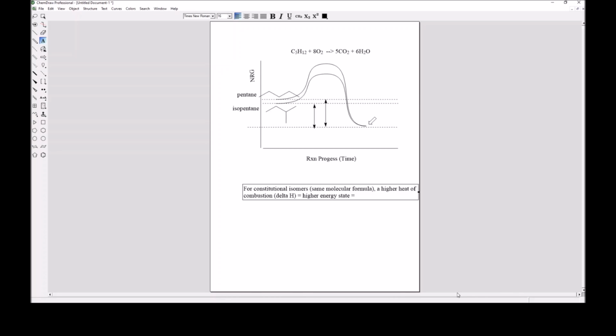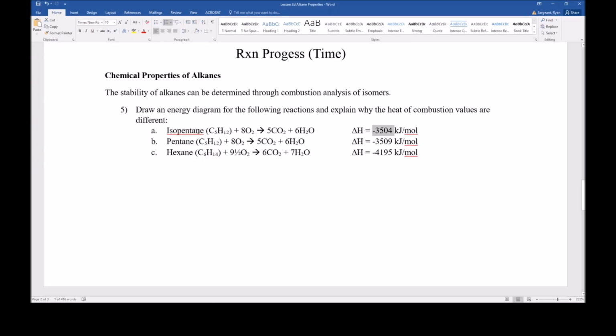And this matters because the higher you are in energy, the less stable you tend to be as a molecule. Less stable, more reactive. So of those two molecules, pentane is a less stable state than isopentane. And that's based on the differences of their heats of combustion. An isomer with a higher heat of combustion will be a higher energy compound that is more reactive and less stable.